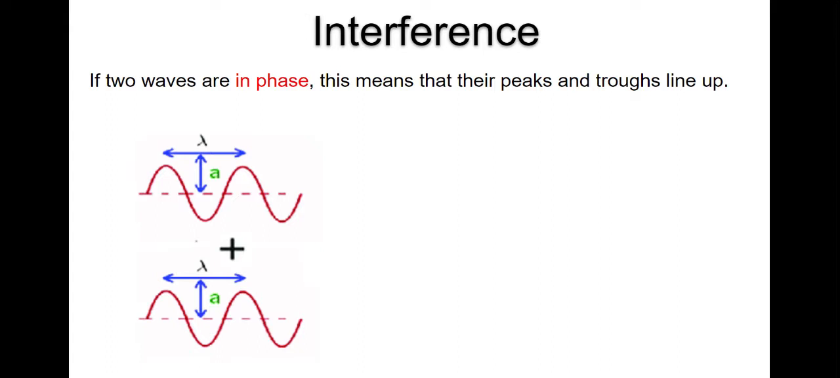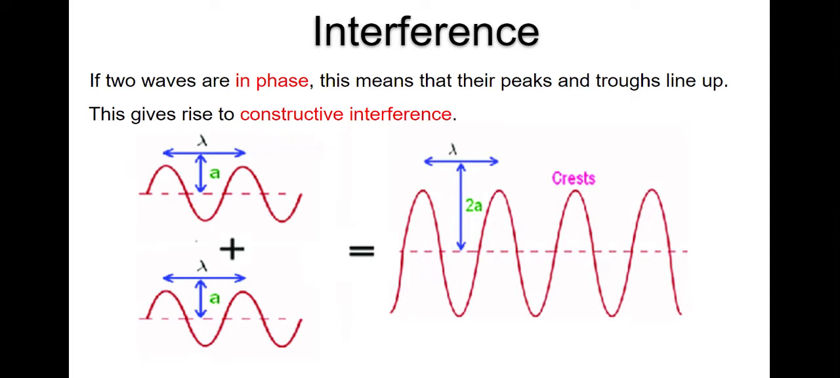So in this case, these two waves are in phase. And if they meet in phase, then the crests will meet crests and create taller crests. And the troughs will meet troughs and they'll make deeper troughs. And that gives rise to something called constructive interference. So we get the crests adding up to give taller crests and the troughs adding up to give deeper troughs.